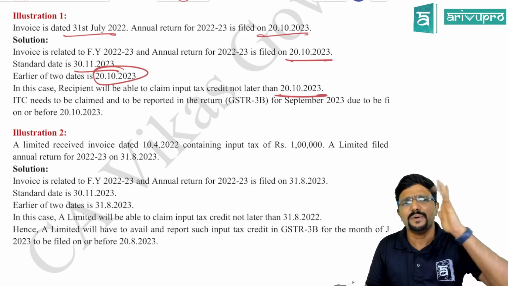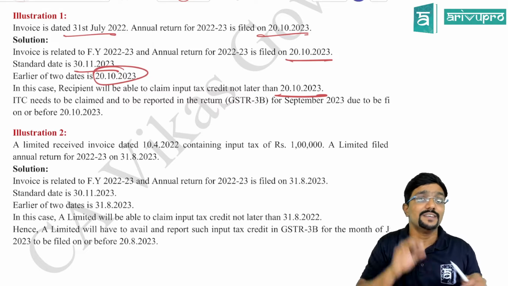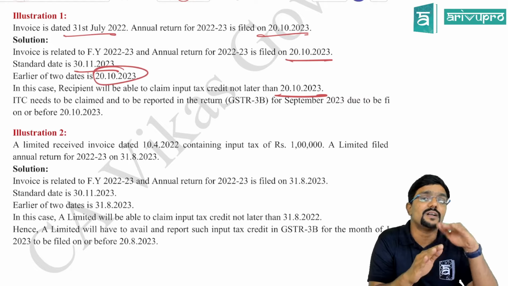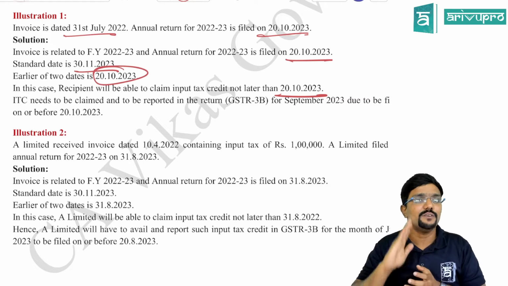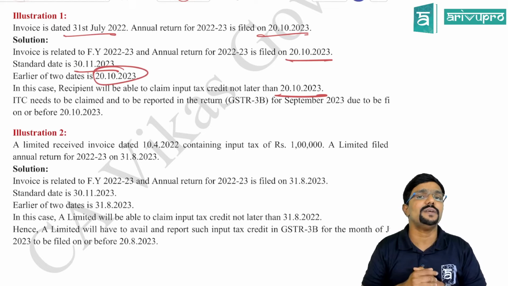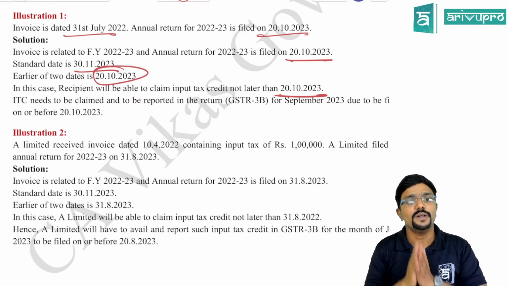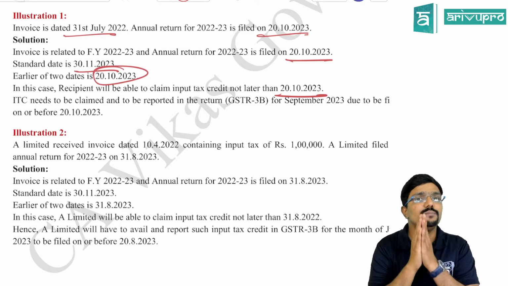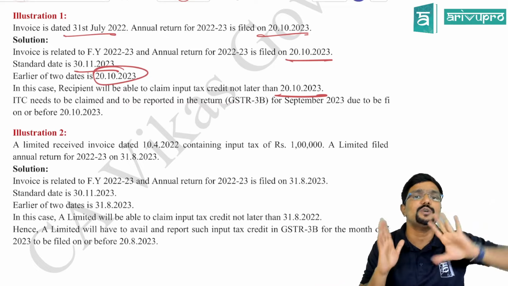So what is the maximum deadline by which you will claim the credit? 20th October. Now the question is, in which GSTR-3B will you claim it? Is it for October month or September month? See, for October, if you want to claim credit, then you will file the October month GSTR-3B on or before 20th November. By then, the time would already have expired, guys. So 20th October is the deadline for you. You have to claim the input tax credit related to any month of financial year 22-23 before 20th October.